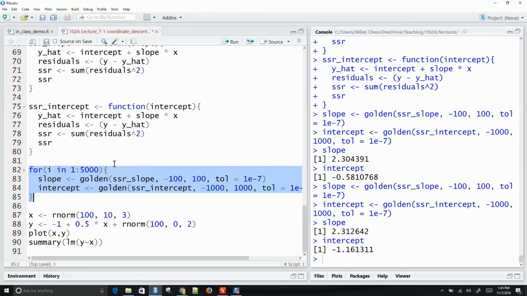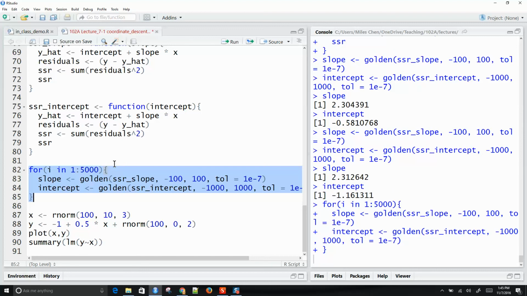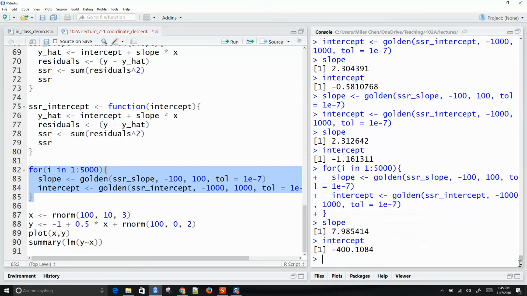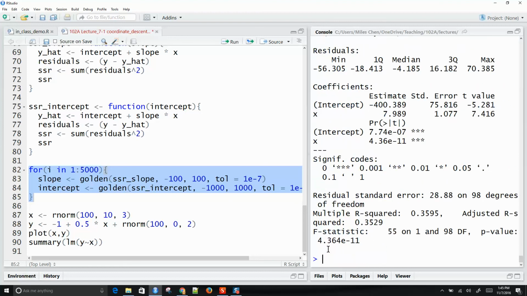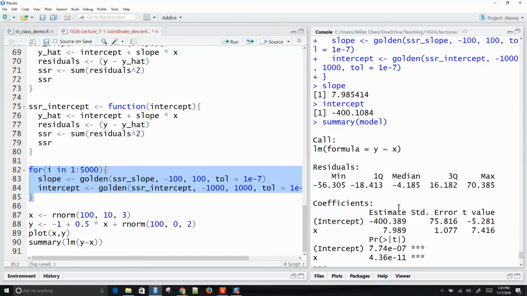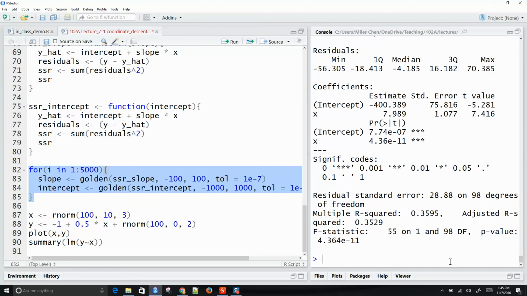So I'm going to just run 5,000 iterations here, and it'll take a little bit of time, but after 5,000 iterations, let's see how far it got, and it's pretty good. Slope is at 7.985 and my intercept is at negative 400. We can compare this to the linear model, which is at 7.989 and negative 400.389. Probably if I did another 1,000 iterations or so, it'd get there.